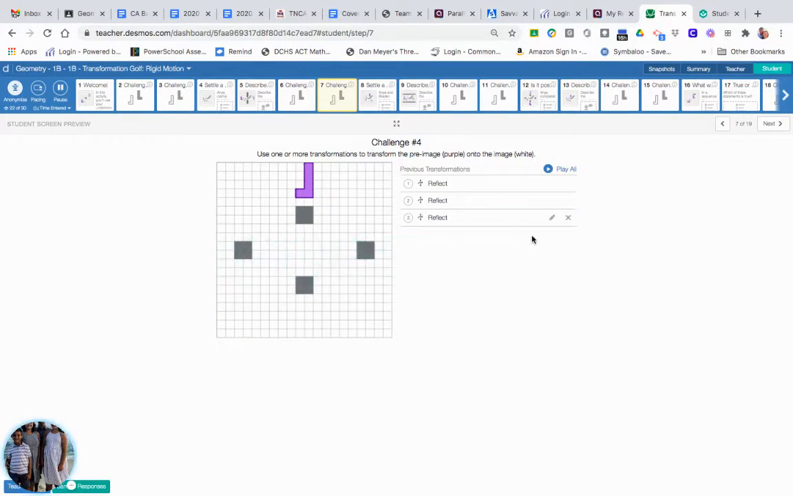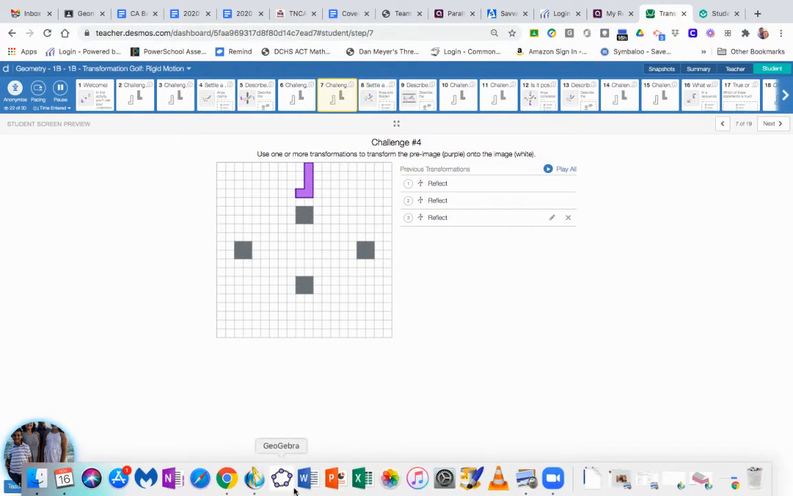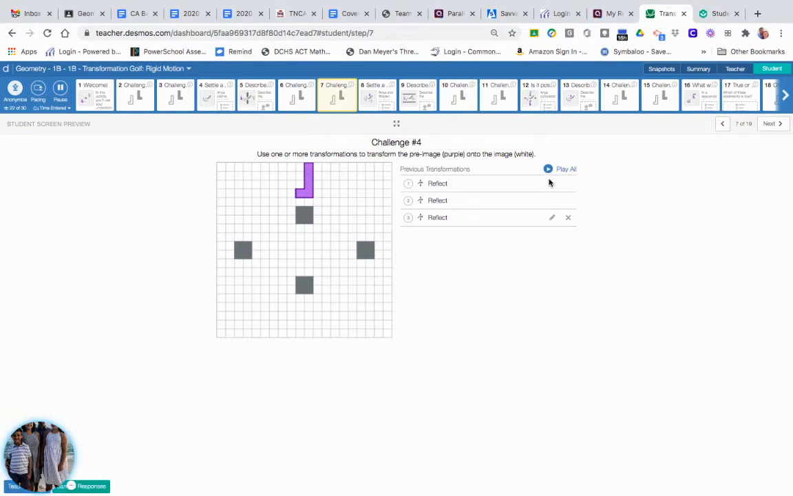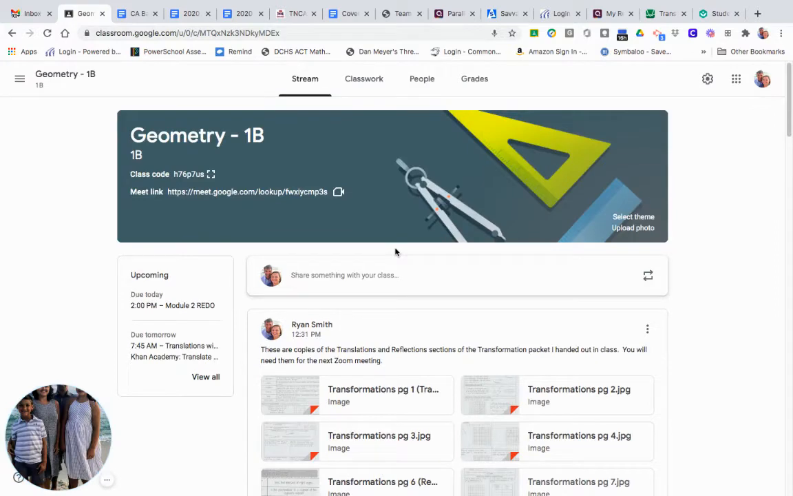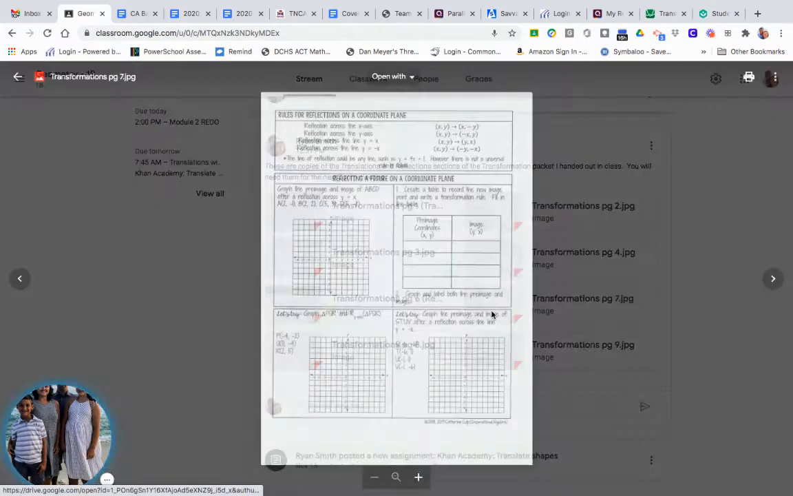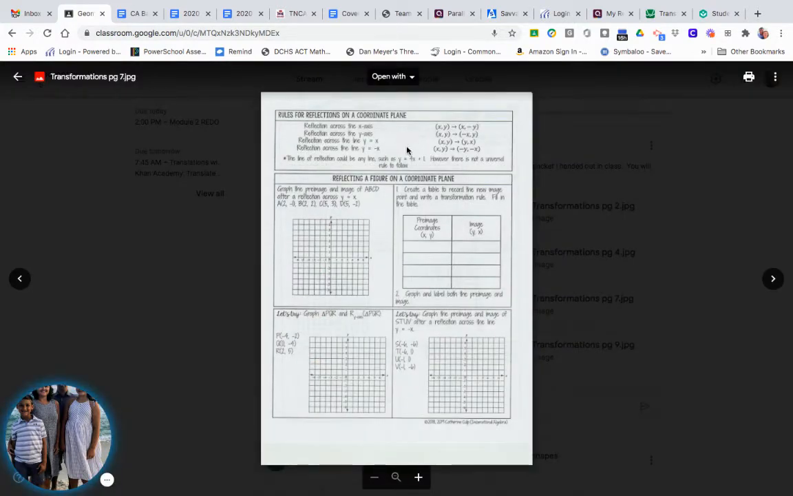So that's what some people did, just 3 reflections. Some people did some translations and reflections. I think a few did some rotations. But as far as talking about what we're doing today, this is reflections. All right, so there's 4 rules. Again, page 7, if you go to your Google Classroom, page 7 is going to give you the rules, and I'm going to explain the rules, what these 4 rules mean.